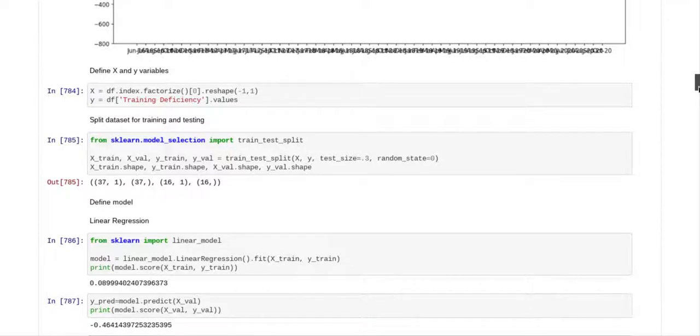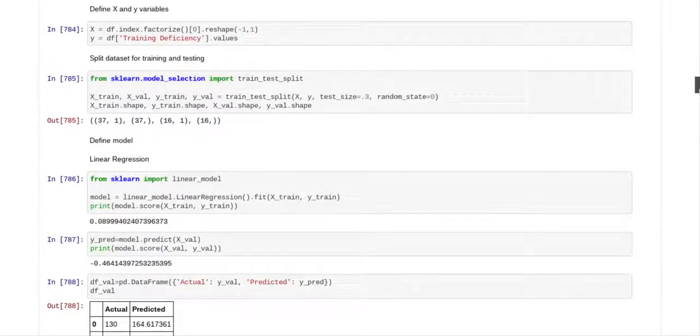And the next thing we want to do is split our data up for training and testing. So x_train, x_val, y_train, y_val equals train_test_split(x, y, test_size=0.3, random_state=0). So I could have said 0.33, but I didn't. I just said 0.3.